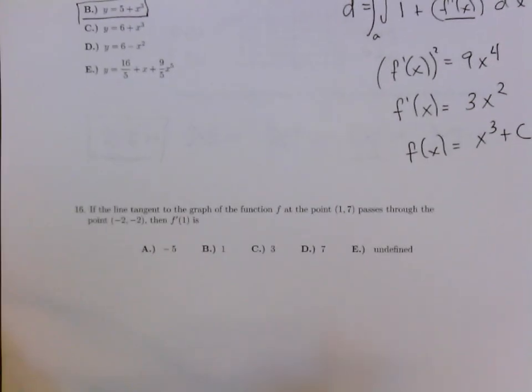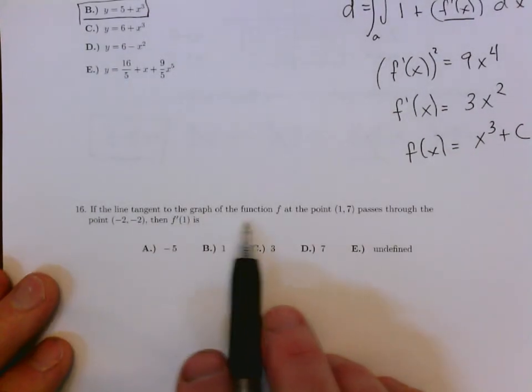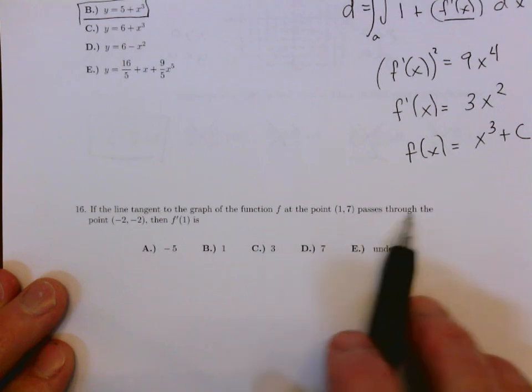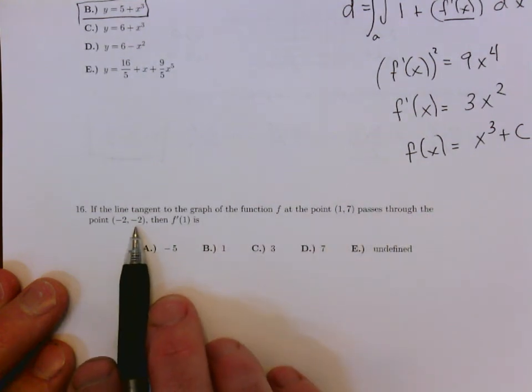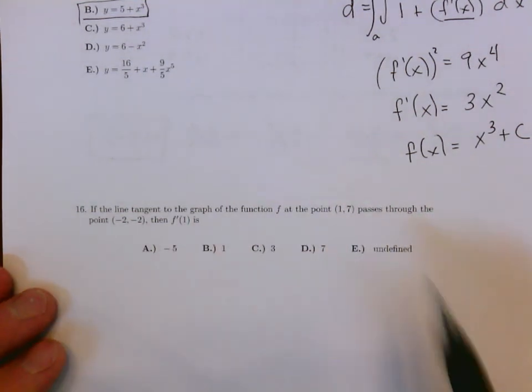Okay, number 16. If the line tangent to the graph of the function f at the point (1, 7) passes through the point (-2, -2), then f prime of 1 is what?